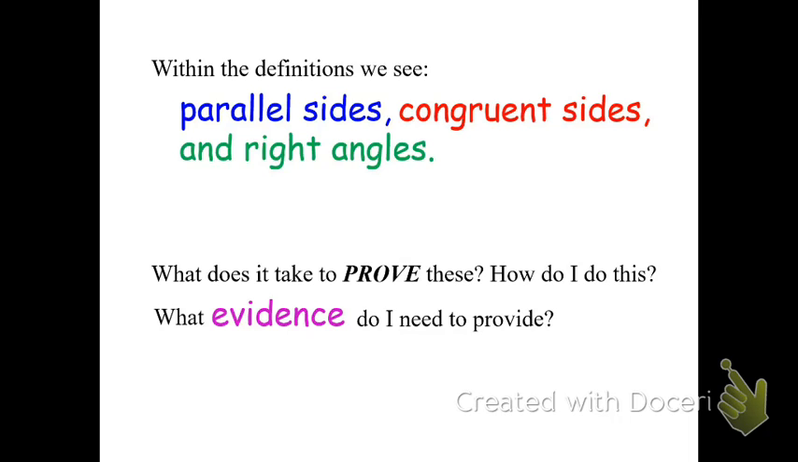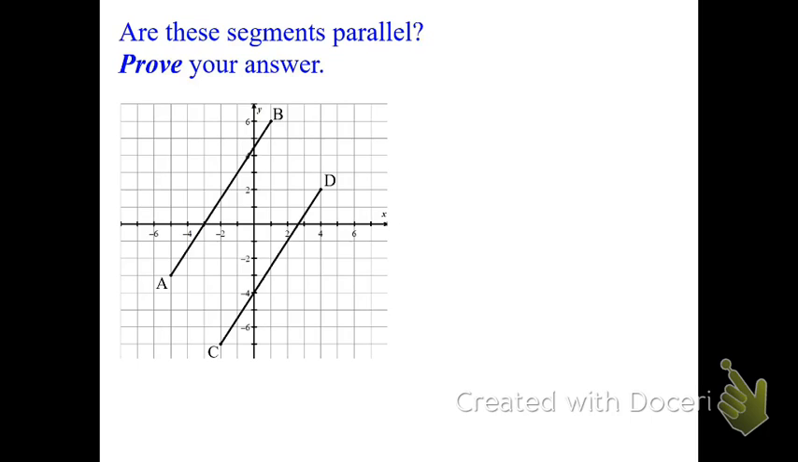Well, let's look at some examples of how to prove this. Let's start with parallel sides. I want to know, are these segments parallel? But I need to prove my answer. It's not enough to say they look parallel. Well, the definition of parallel is that the slopes must be equal. So the way to show that these segments are actually parallel is we're going to find the slopes of both segments and show that they're equal.